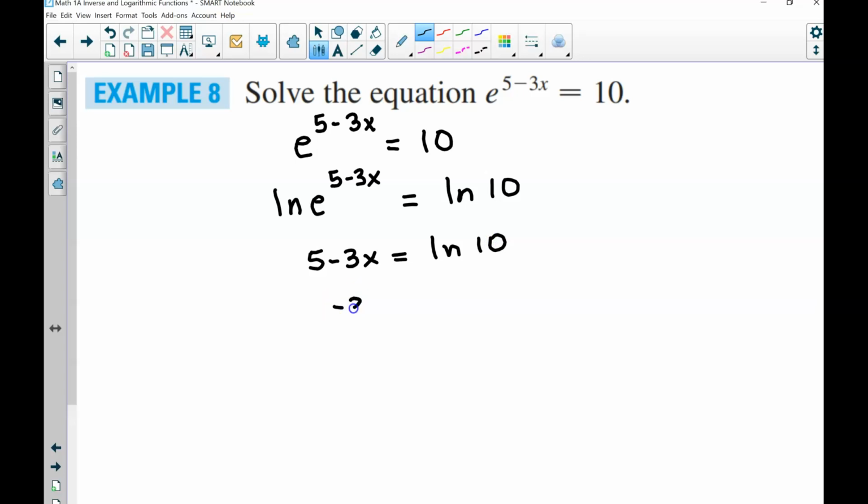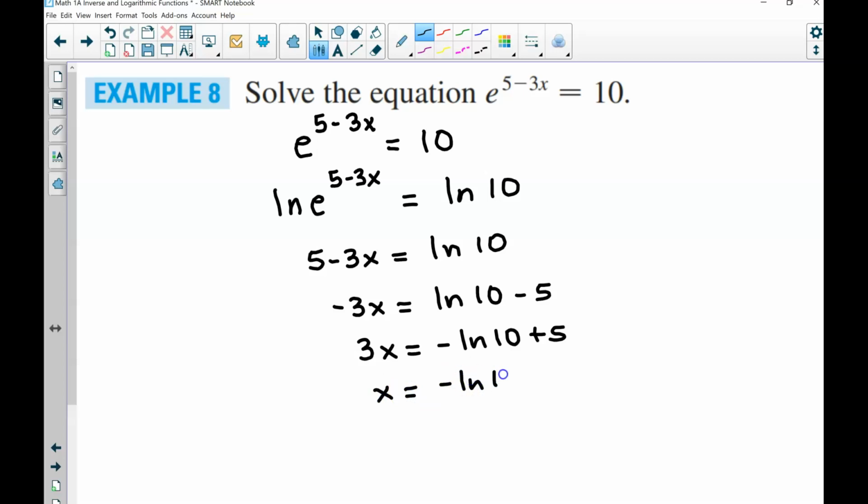So we have negative 3x, which is equal to the natural log of 10 minus 5. Divide both sides by the negative. We have 3x, which is equal to the negative natural log of 10 plus 5. And therefore, x would equal the negative natural log of 10 plus 5, divided by 3.